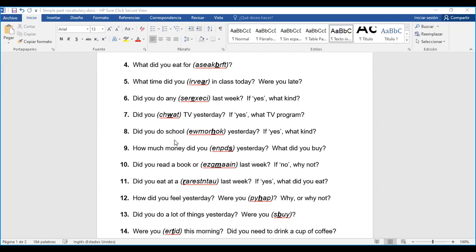Now we have number 8, which is the word that we Homework. Homework. Excellent. What about 9? Friend. How much money did you Spend. Spend? Excellent. And again, if you notice, no need for past tense in the verb.